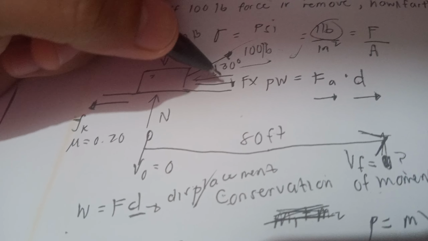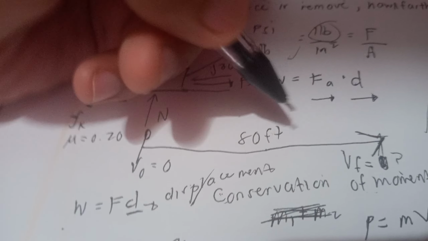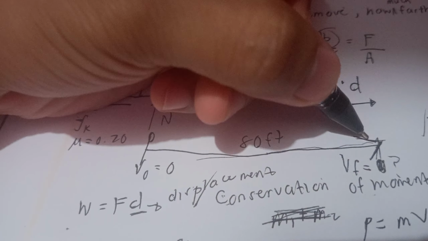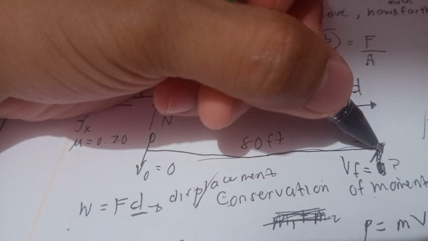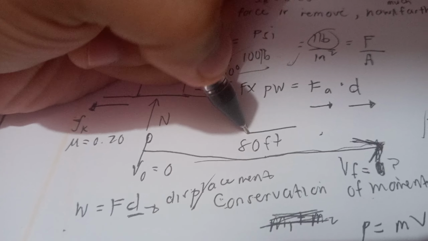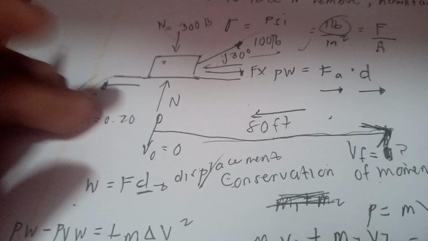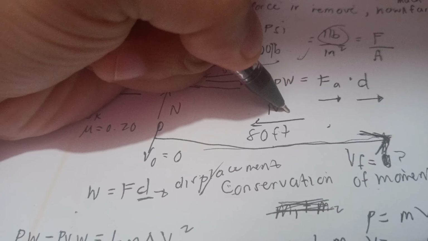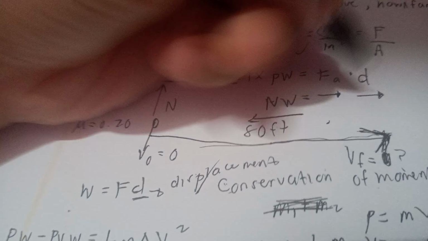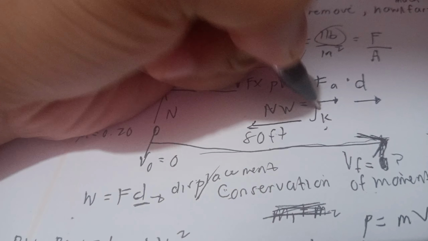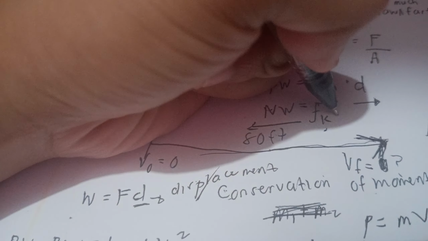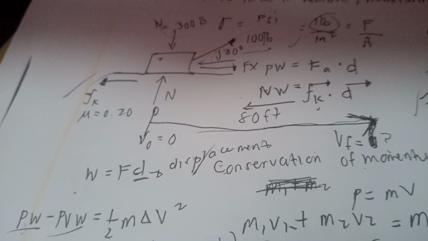Paano naman kapag negative? Negative, yun yung sabi ko, yung opposite sa direction ng displacement. Kung pag ganito yung displacement, kailangan opposite pag ganun. Ito ang gagamitin natin. Pagdating sa negative work, that is yung kinetic friction times the displacement. Meron tayong negative work.